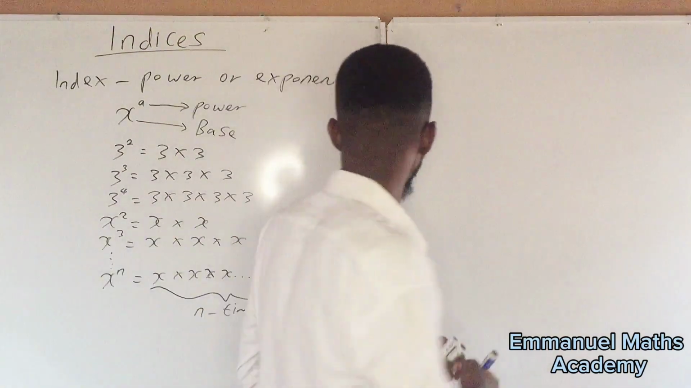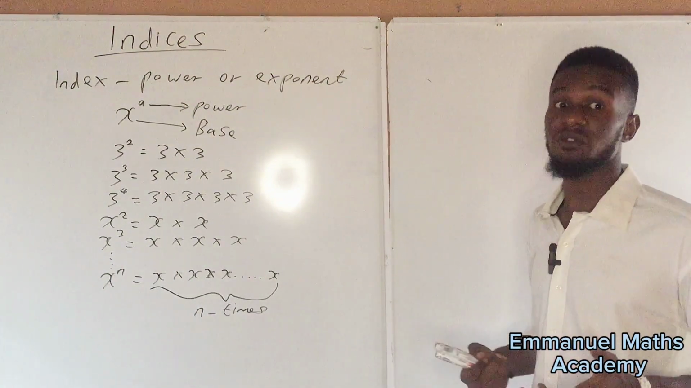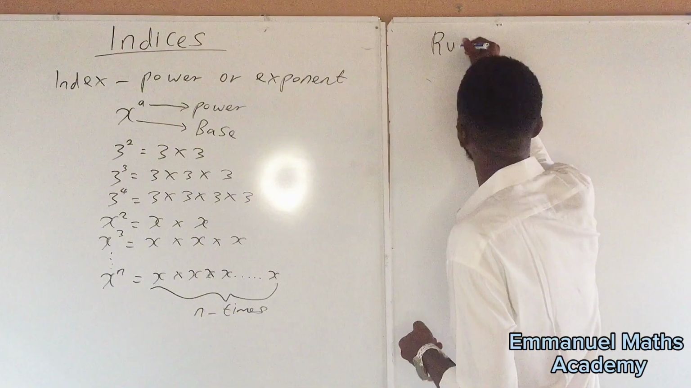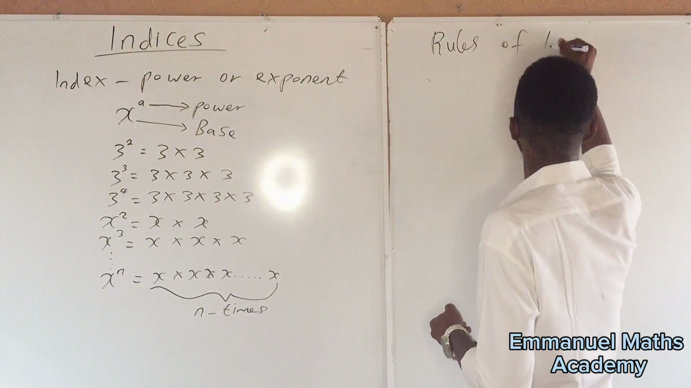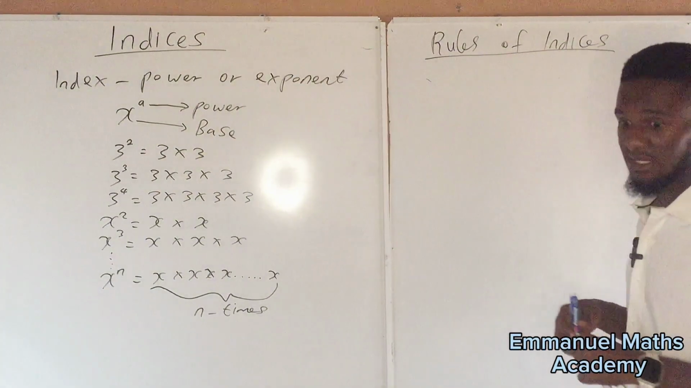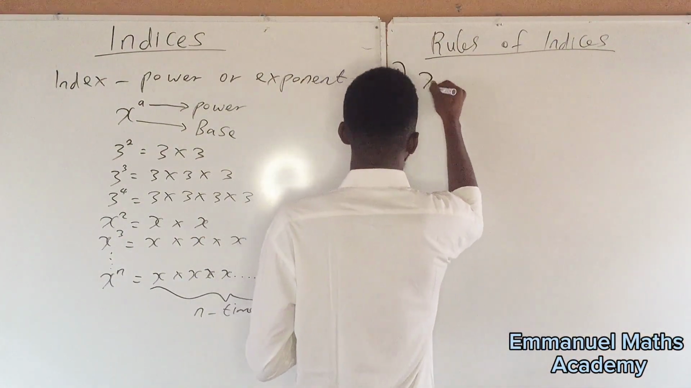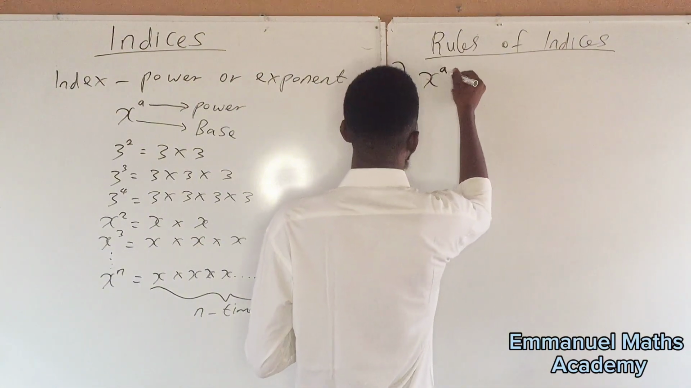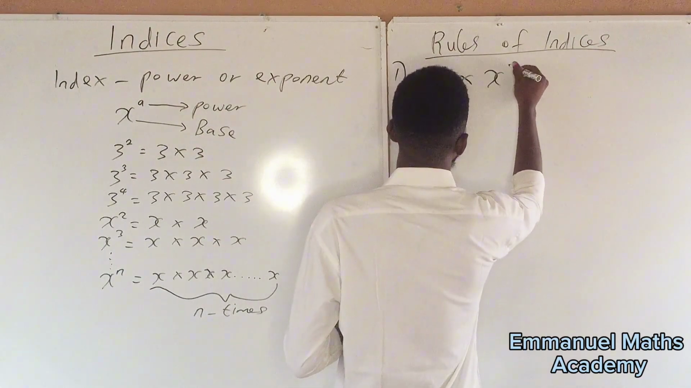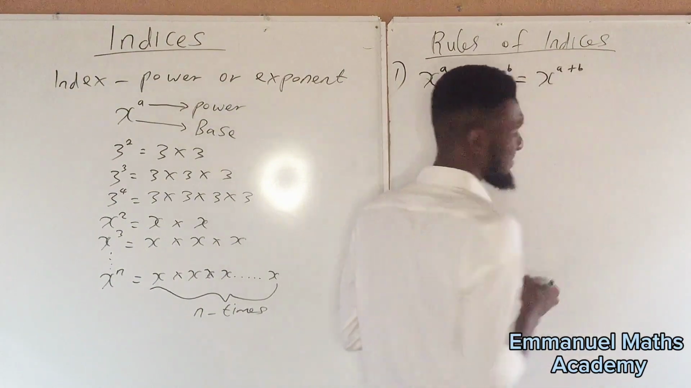Is that clear? Now, to be able to solve indices problems, we'll consider the rules of indices. Now, what is the first rule? The first rule is the multiplication rule of indices, which says if you have x raised to power a times x raised to power b is equal to x power a plus b.